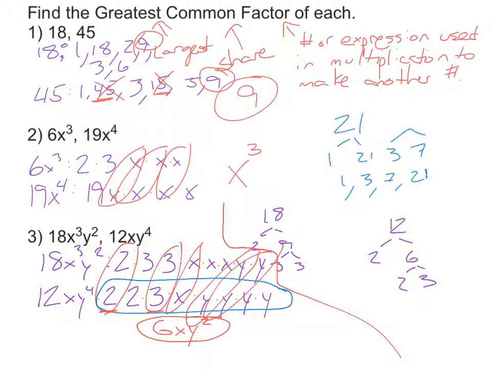Between x cubed and x, the most x's I can take out of it is an x to the first because that's the most that this one has even to offer. And same with the y squareds. I can take a y squared out because that's the most that this one has to offer. And so we are done.